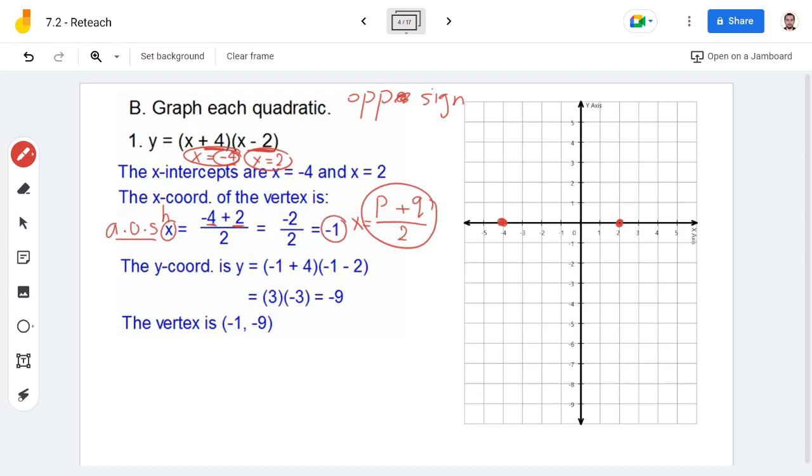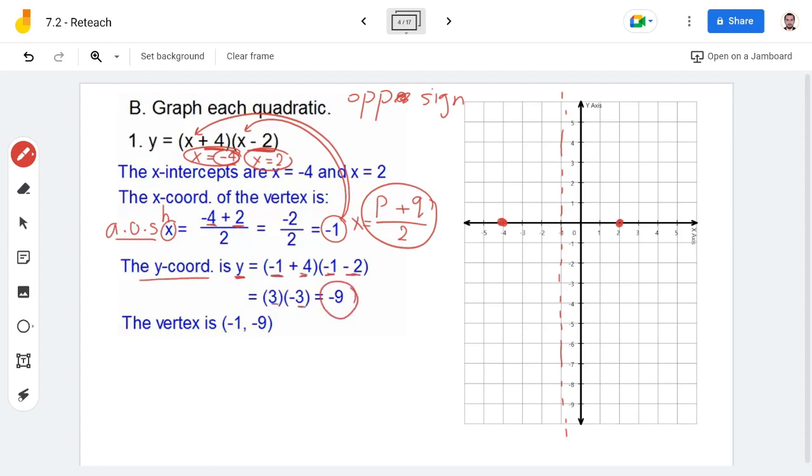Now where is negative 1 on my graph? This one here is my axis of symmetry, the middle of my graph. Now I use this point and replace every x in my function with it to find the y coordinate. So negative 1 plus 4 equals 3, and negative 1 minus 2 equals negative 3.